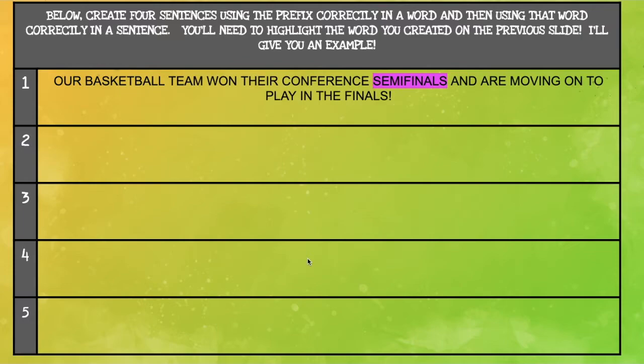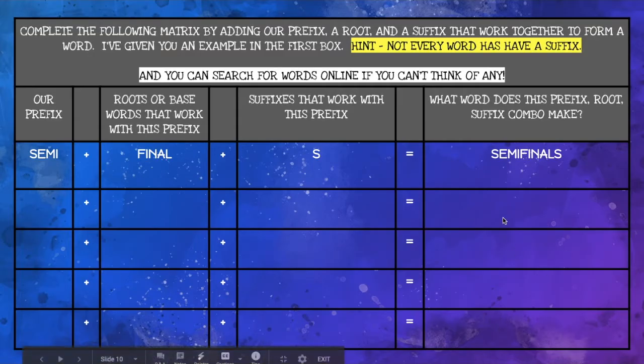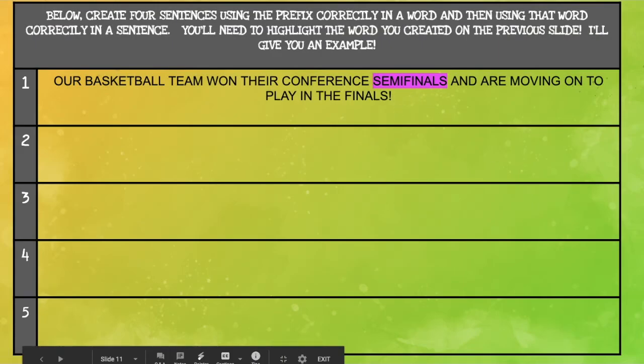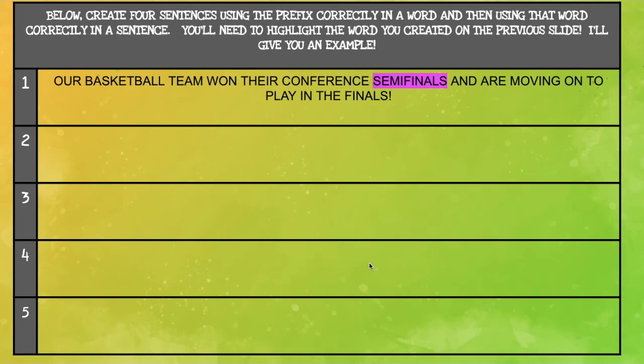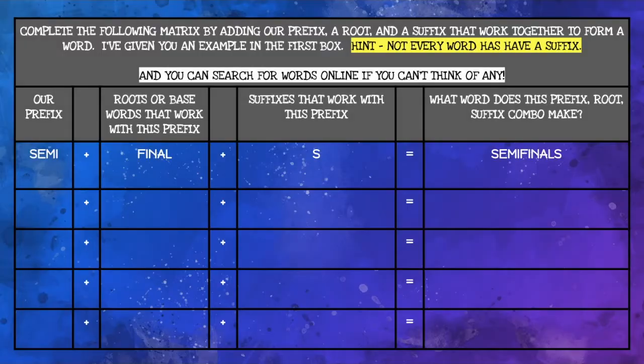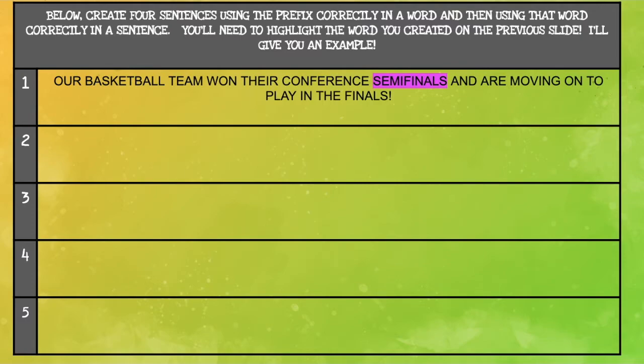Okay, now the next portion. You're going to do this for yourself as well. I've given you an example at the beginning. Whatever words you create in this box, you're going to transfer them over to this box, and then you're going to use them correctly in a sentence and then highlight your semi word. So for example, I put our basketball team won their conference semifinals and are moving on to play in the finals. Once you use a semi word, you can only use it one time, so do not use it again. That means that semifinal and semifinals are off the table because I've already used it. So you have to come up with your own semi words, and you can Google those online.